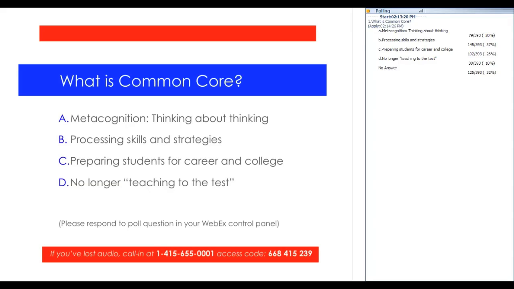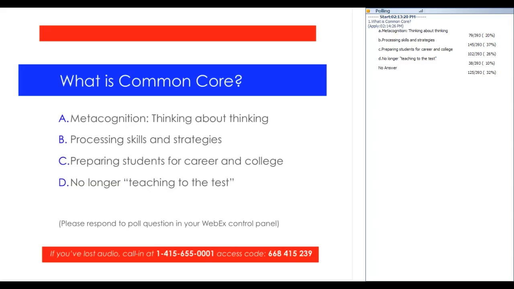And if you put no longer teaching to the test, it's not exactly stated that way, but that's also part of Common Core, is that teachers are being encouraged now to use different teaching methods to get to the same result, to have common, if you will, skills and standards across the states that are doing Common Core.